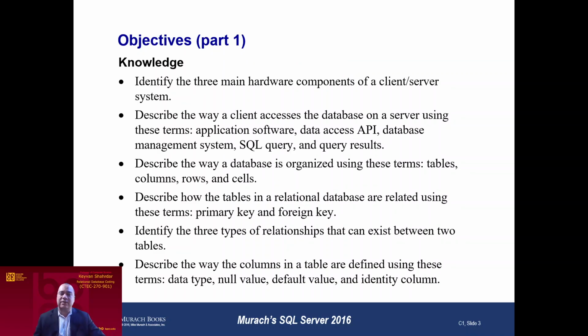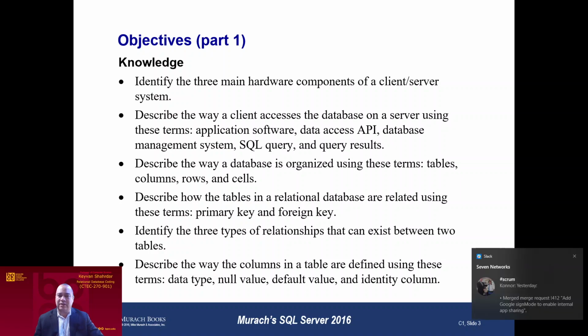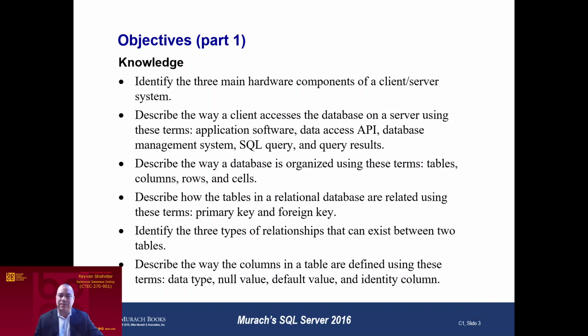The objectives are to identify the 3 main hardware components of a client-server system, and describe the way a client accesses the database on a server using these terms: application software, data access API, database management system, SQL query, and query results. Describe the way a database is organized using these terms: tables, columns, rows, and cells. Describe how the tables in a relational database are related using these terms: primary key and foreign key.